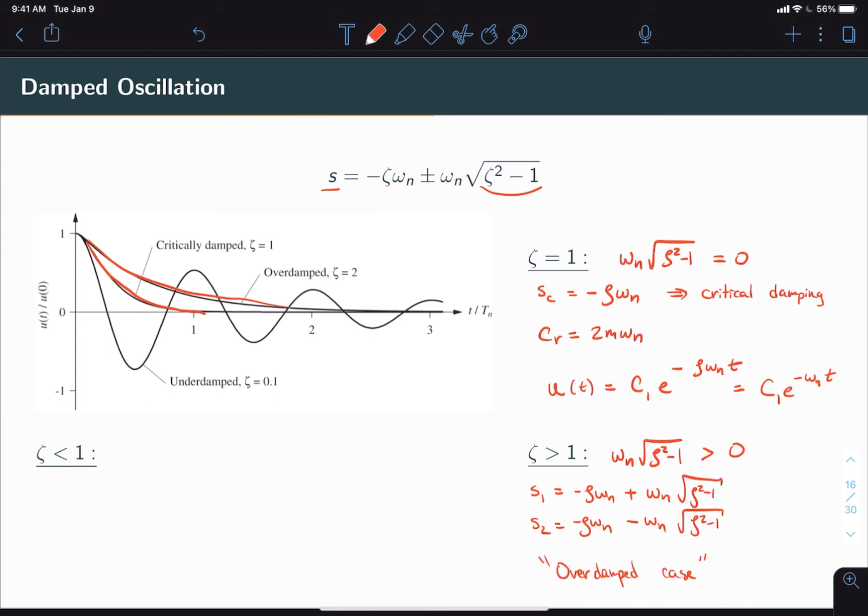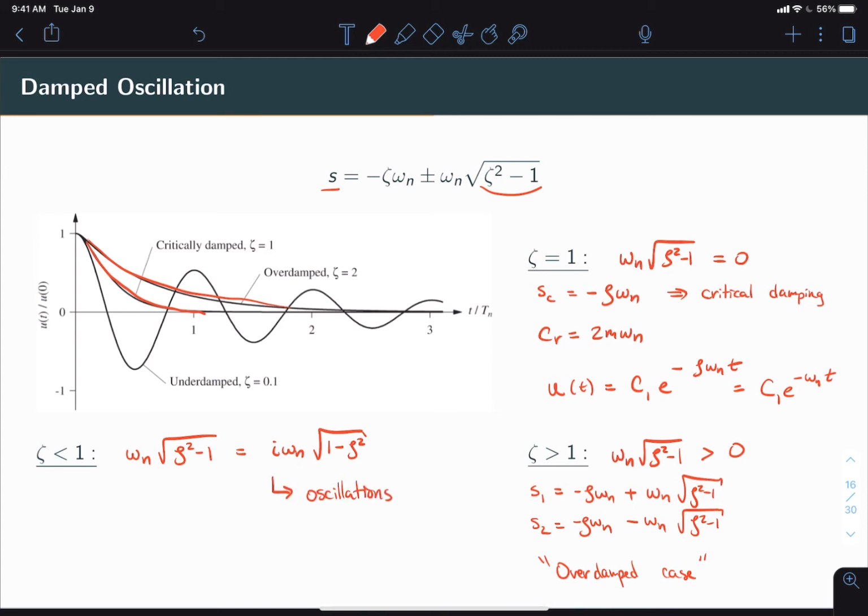And finally, we have the case where zeta is less than 1, meaning that omega n times the square root of zeta squared minus 1 can be rewritten as i times omega n times the square root of 1 minus zeta squared. So here we have the imaginary number creeping into the solution again, and when that happens, again thinking back to Euler's formula, we know that there would be oscillations. So anytime we have imaginary numbers in our exponential, we have oscillations.